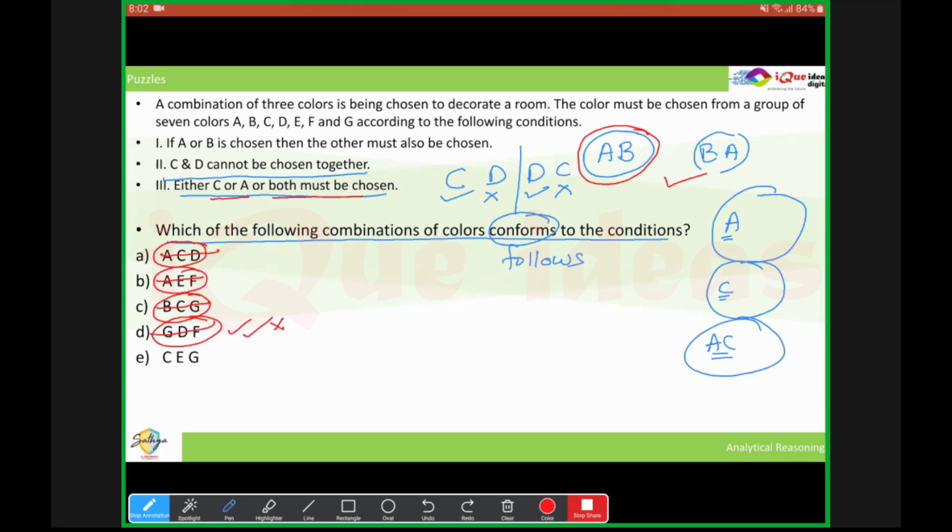So four out of five are gone, so automatically the last one will be the answer. But let's check. Does this satisfy all my conditions?